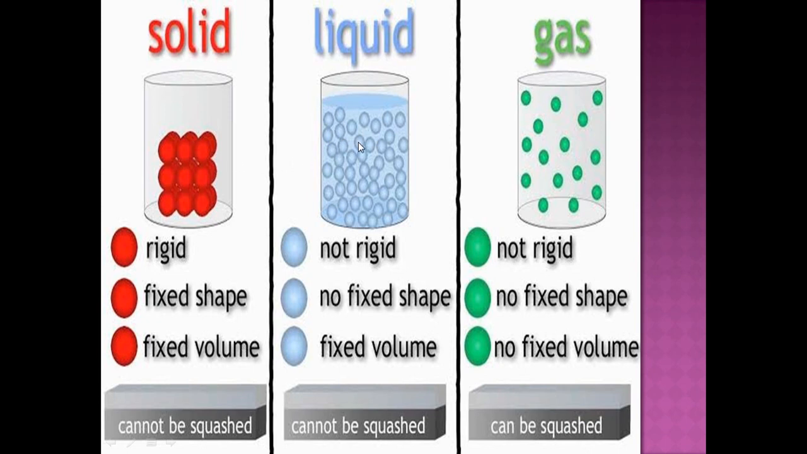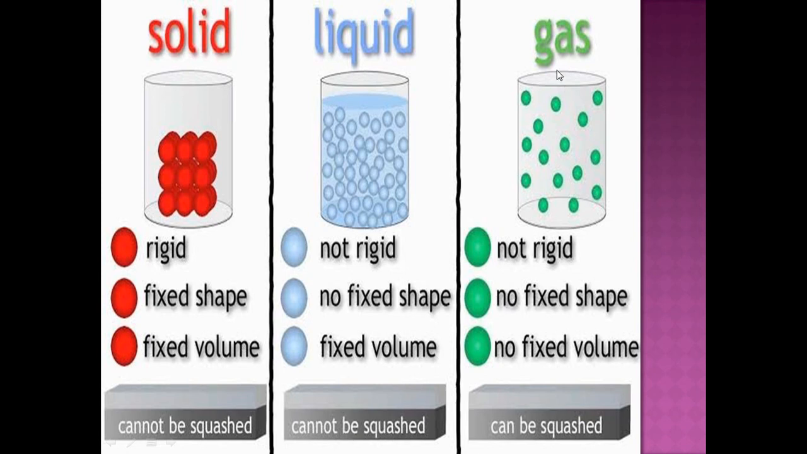The molecules are away from each other, as you see. So the attraction force is less than that of solid. So they are not rigid. They have no fixed shape because of the spaces between the molecules and the lower attraction force between the molecules, so the liquid can flow. Then it has fixed volume, of course, as we said before, but it still has attraction force between molecules, so you can't squash the liquid.